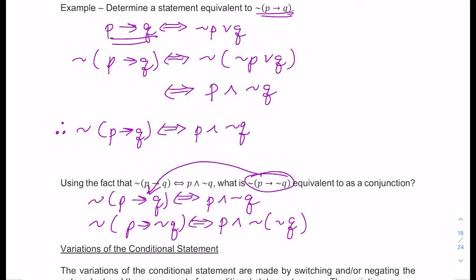What happens when you have two negatives together? They turn positive. So this side here just turns into P and Q. So therefore, what did I just prove? I proved that it is false that if P then not Q is equivalent to saying P and Q.